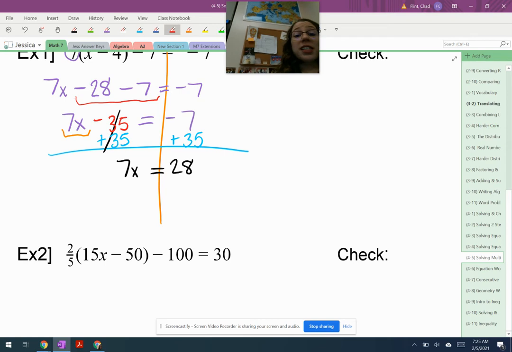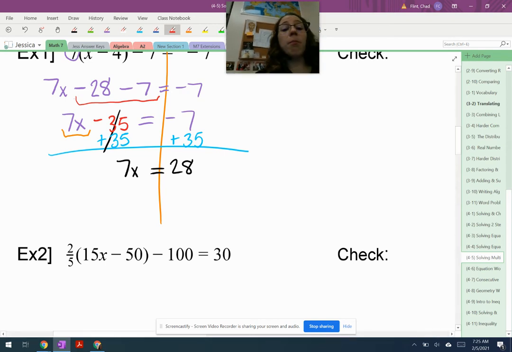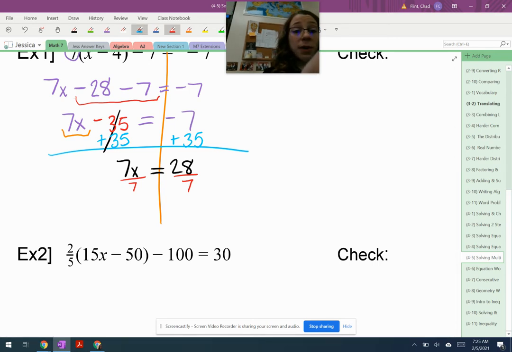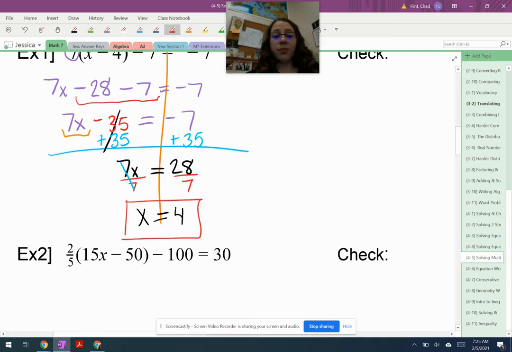Last thing to deal with is that 7 that's preventing my x from being alone. 7 is being multiplied by x, so I'm going to do the opposite of multiplication and divide both sides by 7. 7 divided by 7 cancels out to be 1, and my x carries down. 28 divided by 7 is 4. So x is equal to 4.